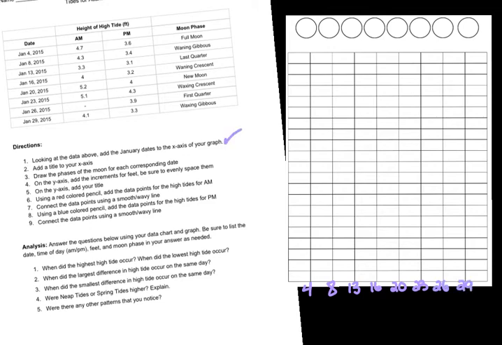Step 1 completed. In step 2, we're going to add a title to the axis. The title for this is called Date. We also want to include that it's in the month of January.